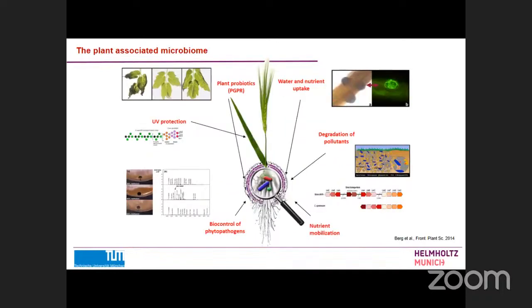And this is something where I already explained that the microbiota associated with the plants are really very important. And this is why we try to understand how the plant recruits its microbiota from the soil. And of course, when you think about recruiting, if something is not present, you cannot recruit it.